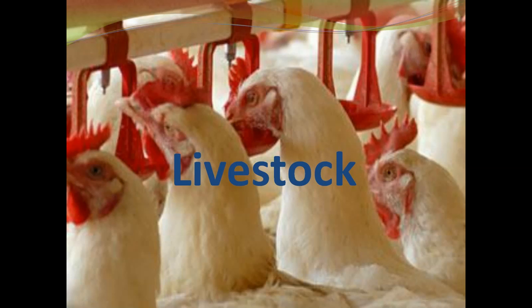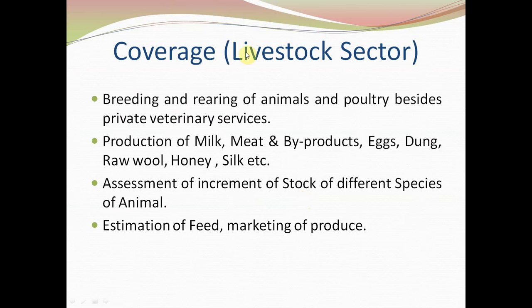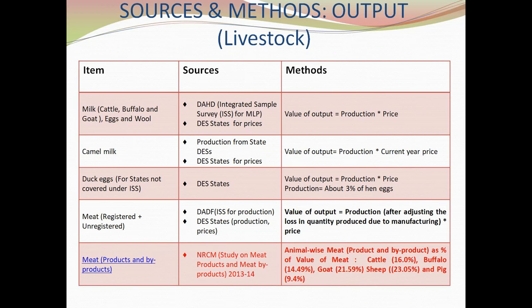Livestock is the next sector for discussing the compilation of output and inputs. In the livestock sector, the coverage will be breeding and rearing of animals and poultry, besides private veterinary services, production of milk, meat and byproducts, eggs, dung, raw wool, honey, silk, etc. Assessment of increment of stock of different species of animals, and estimation of feed and marketing of total produce.